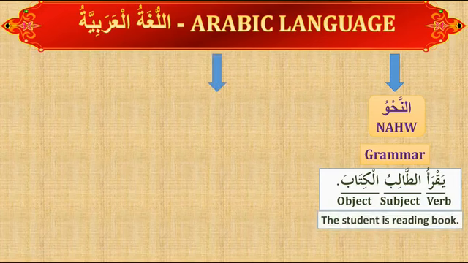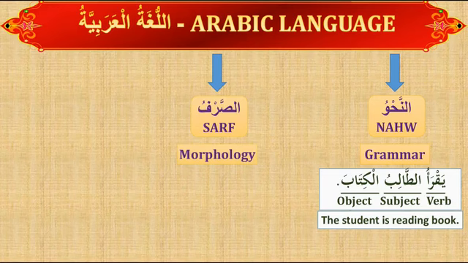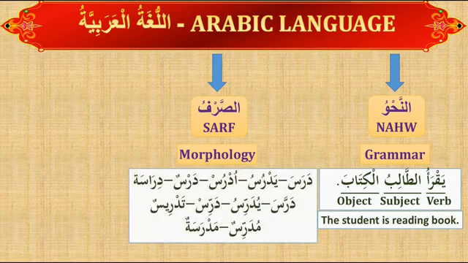The second science of the Arabic language is as-sarf. It is often translated as morphology. The science of sarf is mostly related to verbs and that which derives from them. For example, darasa, yadrusu, udrus, darsun, dirasatun, darrasa, yudarrisu, darris, tadrisun, mudarrisun, madrasatun. All these are derived from the root verb which is darasa, he studied.